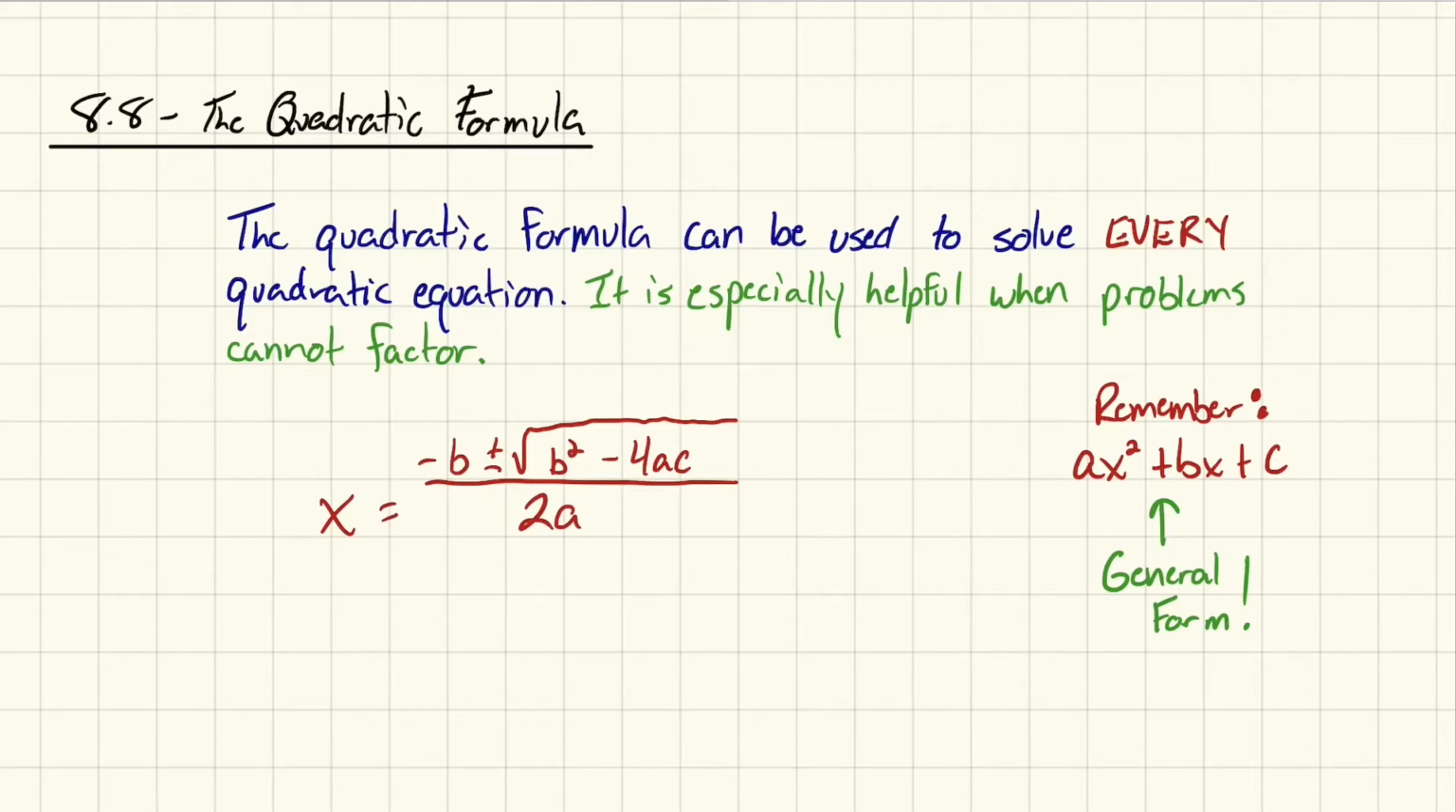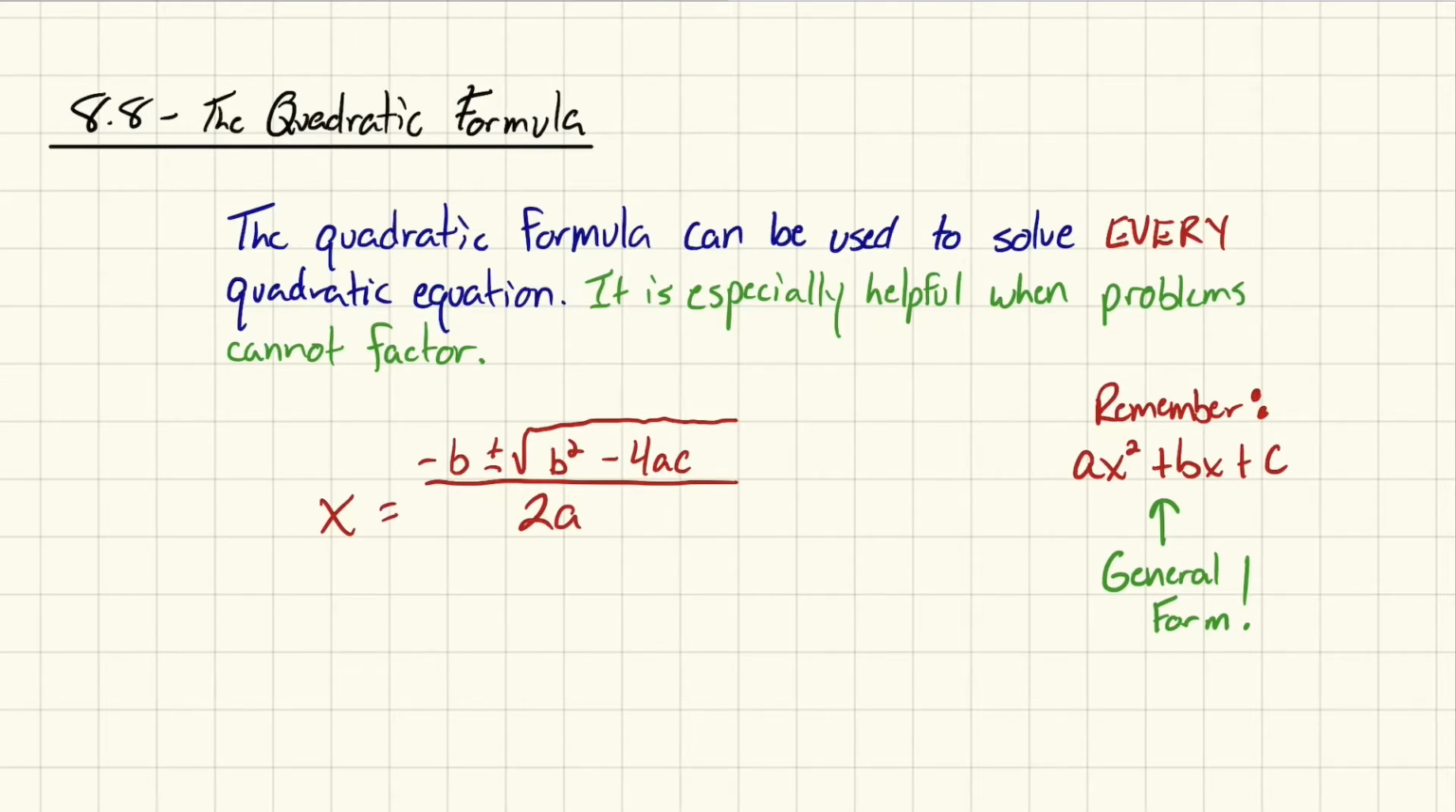Now, the quadratic formula is x equals negative b plus or minus the square root of b squared minus 4ac, and all of that is over 2a. Now, these a's, b's, and c's that are in the quadratic formula are the same a's, b's, and c's that are in our general form of a quadratic equation.